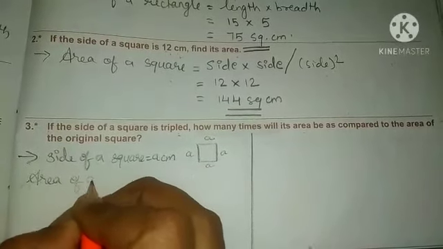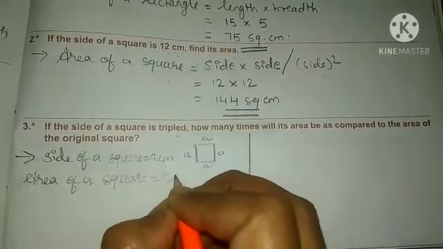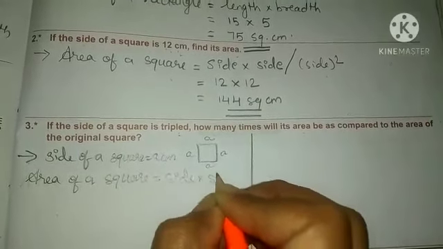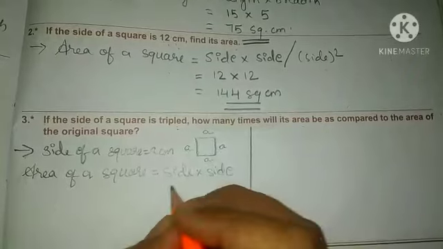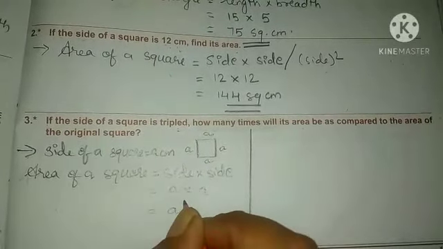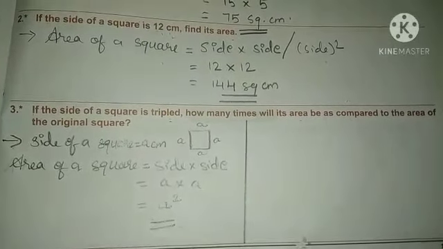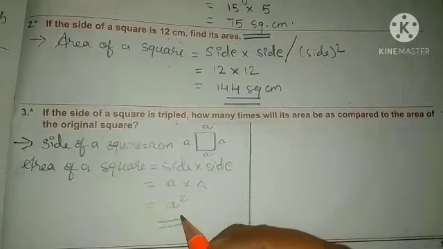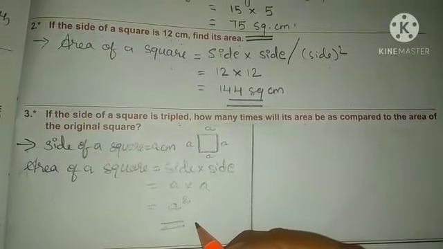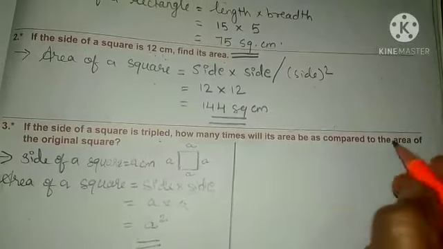So area of a square. What is the formula for finding the area of a square? Side into side. Understood? So A multiply by A. So what you will get? You will get A square. Understood everyone? Now here we have found out the area of the old square. Now we will find out the area of a new square.